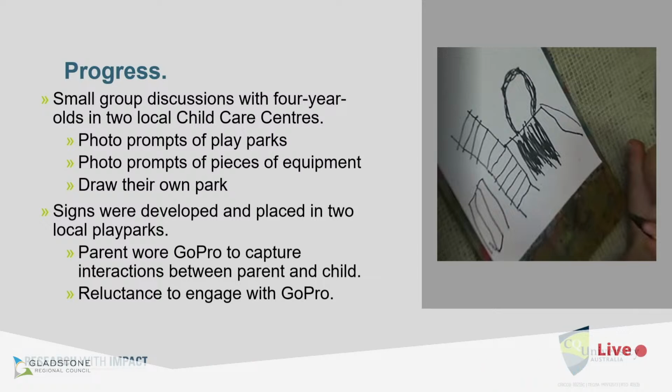What we did with that information is we developed some signs to place into 2 local play parks. So we took the signs and put them into 2 local Gladstone Regional Council play parks, obviously with council approval, one at Millennium Esplanade and one at Lions Park, Boyne Island, where we had a parent wear a GoPro and interact with their child using the signs as prompts.